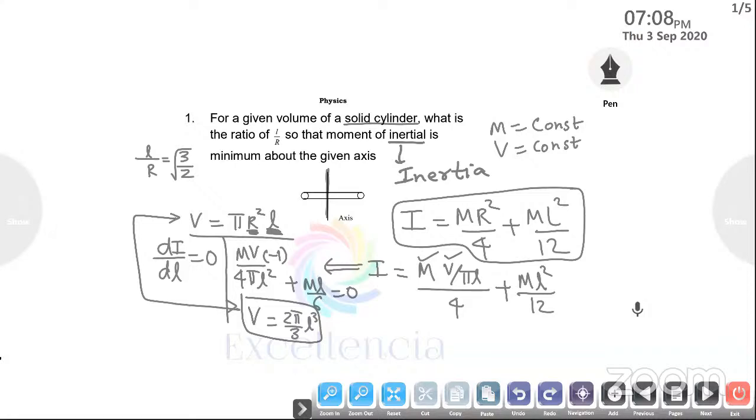And read the question carefully. Volume is a constant, given volume. So replace everything in terms of the given constant values. Let one variable remain and differentiate them. Next.